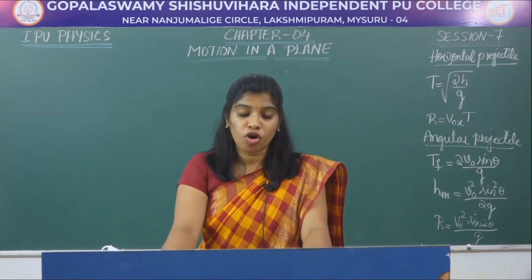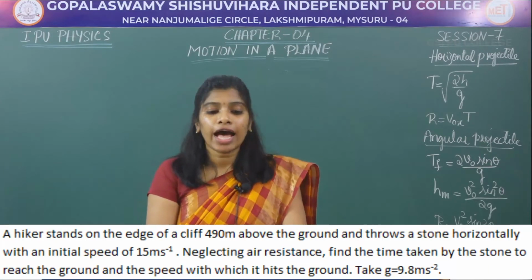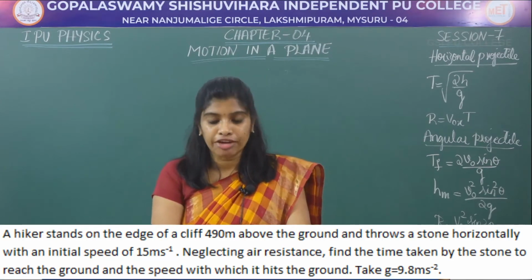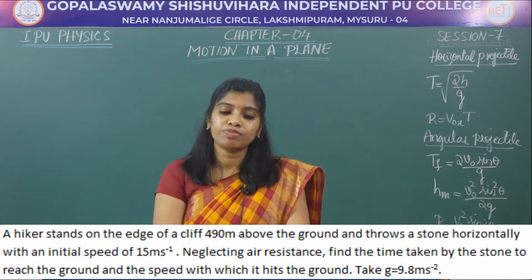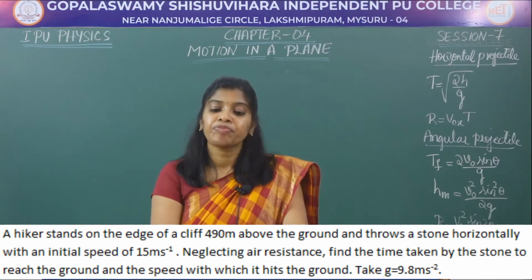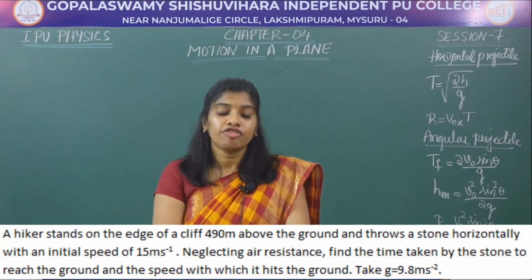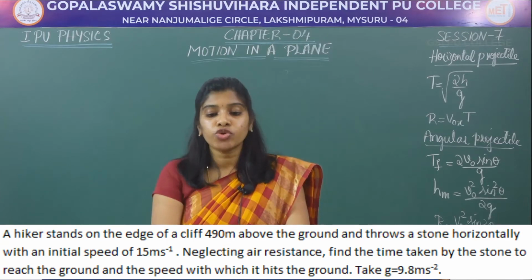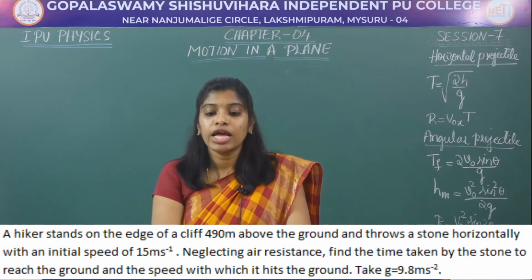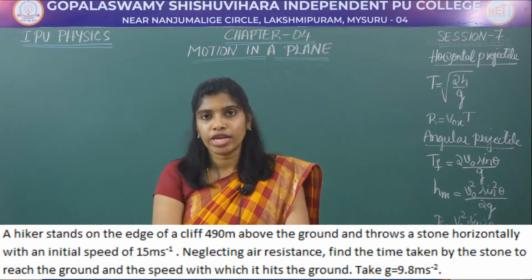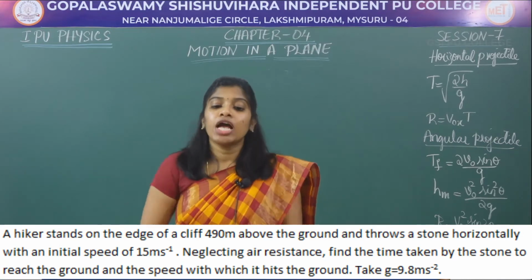Coming to the first problem, it says that a hiker stands on the edge of a cliff 490 meter above the ground and throws a stone horizontally with an initial speed of 15 meter per second. Neglecting air resistance, find the time taken by the stone to reach the ground and the speed with which it hits the ground. Take g is equal to 9.8 meter per second square.